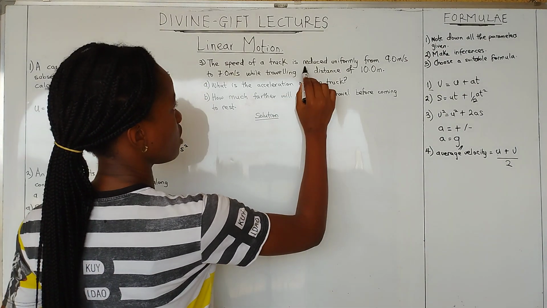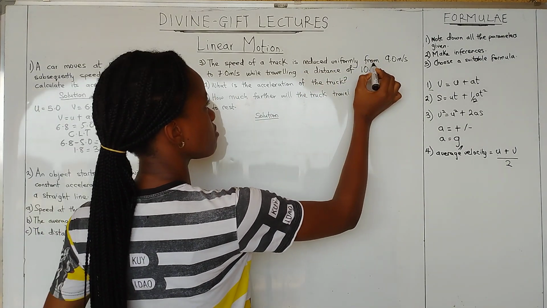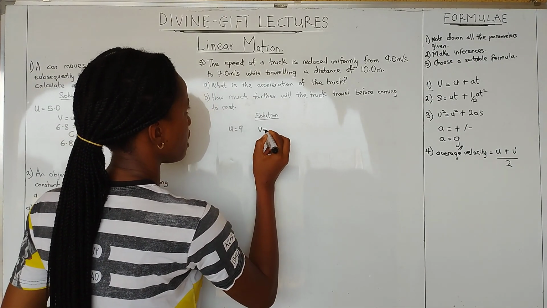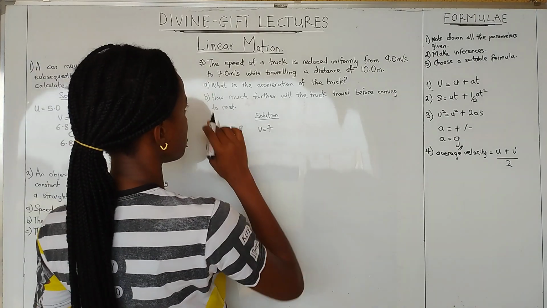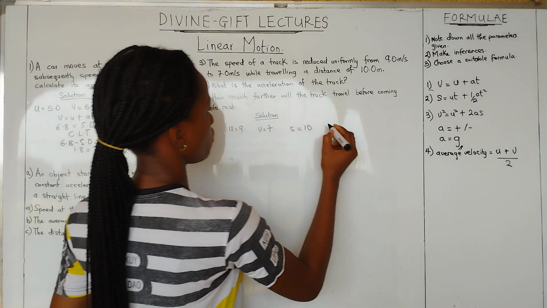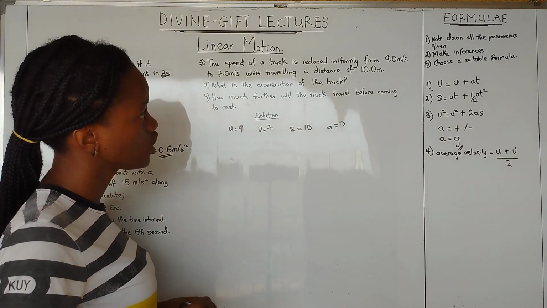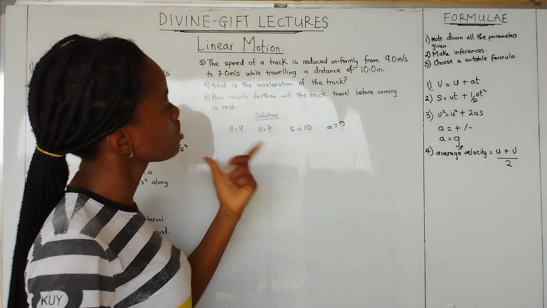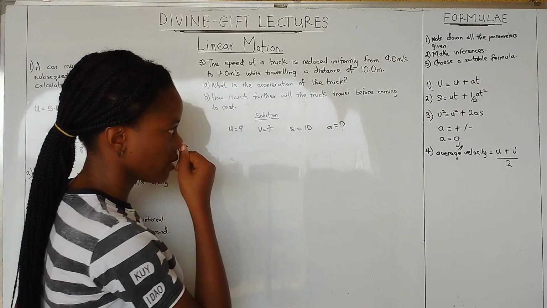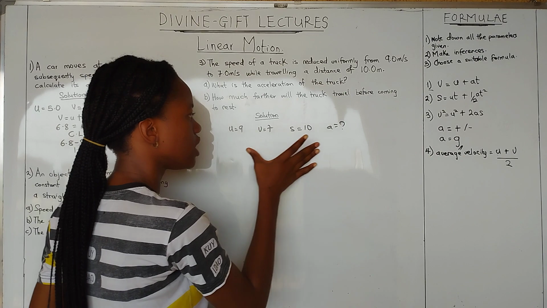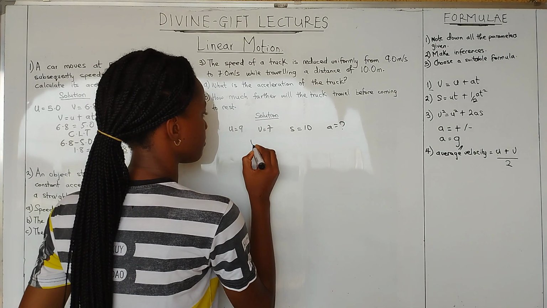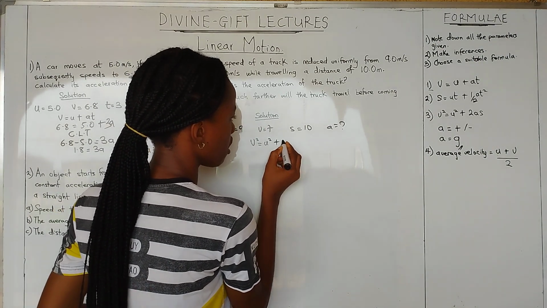So we are going to say, look at this, reduced uniformly from 9, and that means initial velocity is 9, to what? That means final velocity is 7 because it's reduced to 7 meters per second while traveling a distance of s is 10. Okay. Then A, what is the acceleration? So this is what we are looking for. So we've noted down all the parameters. No need to make inferences here. The next thing we do is to choose a suitable formula. And in choosing a suitable formula, you find out which formula has all these things I'm going to use. And that's number 3. So we are going to have v squared is equals to u squared plus 2as.